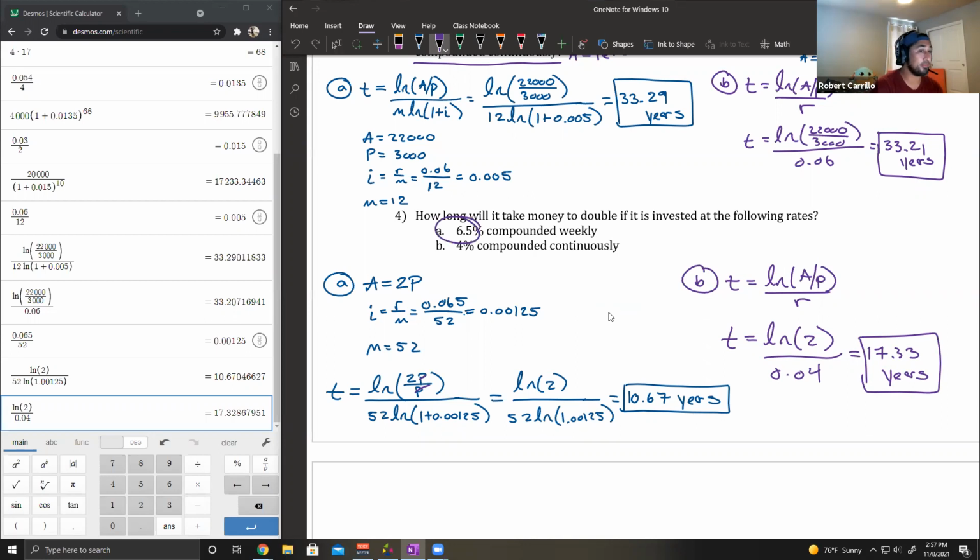First one was 6.5% compounded weekly. Next one was 4% compounded continuously. So at a higher rate, our money doubles in a shorter time. All right. Everybody go with that?